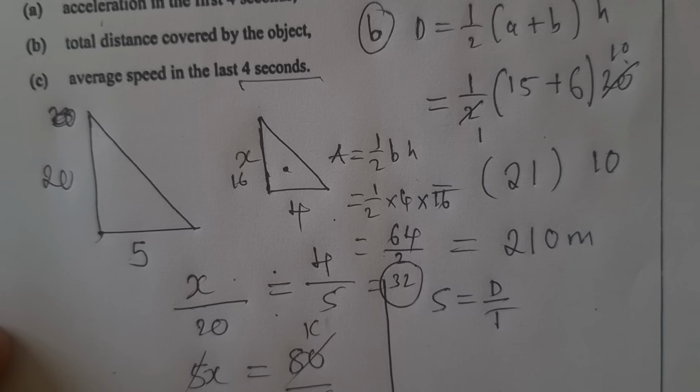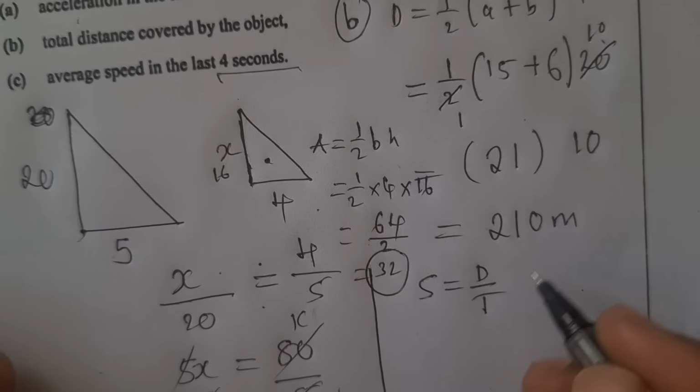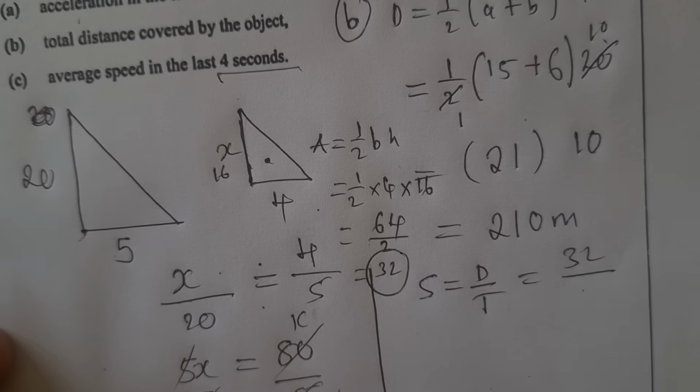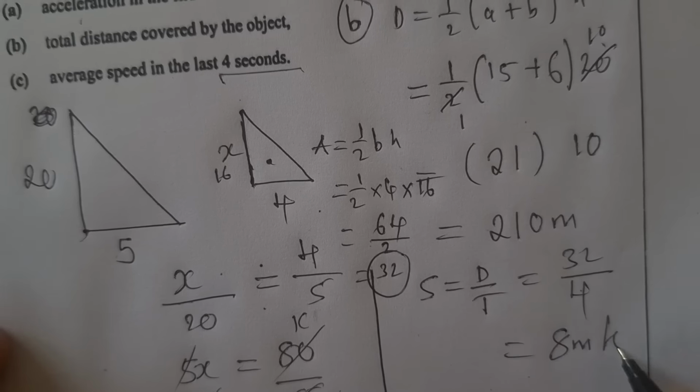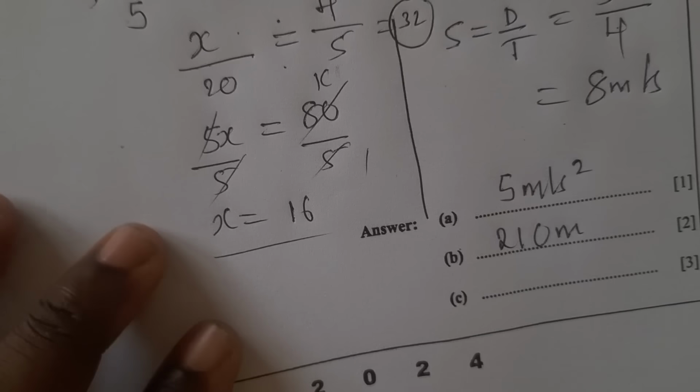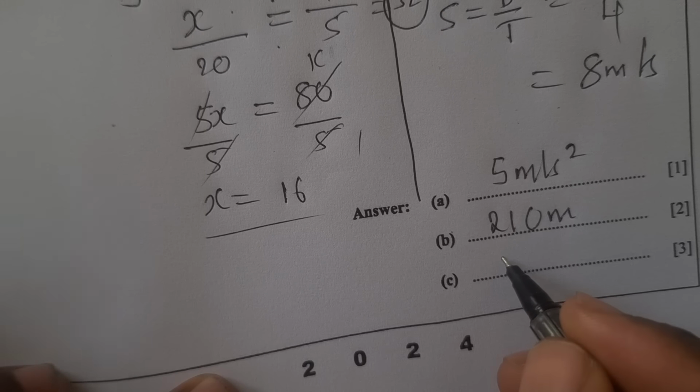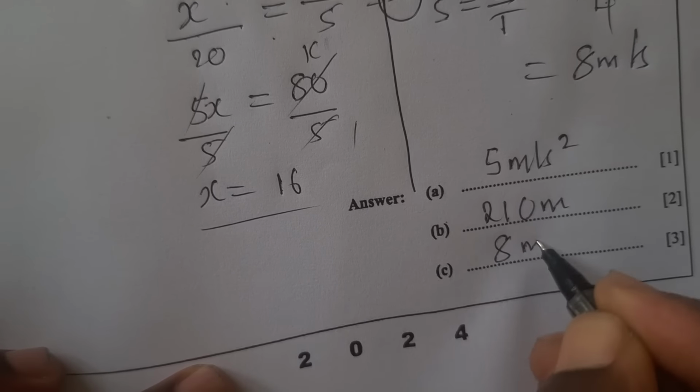So distance is 32, okay, of this. So we shall say 32 divided by 4. So 32 divided by 4, it's giving us 8 meters per second. So our speed, average speed, is 8 meters per second.